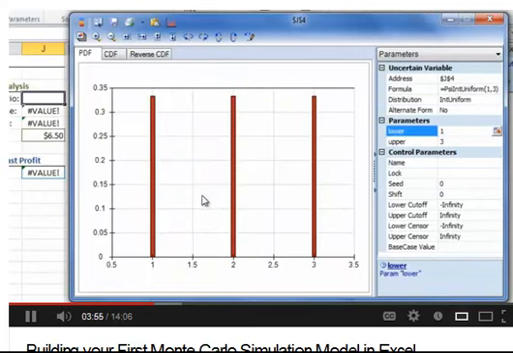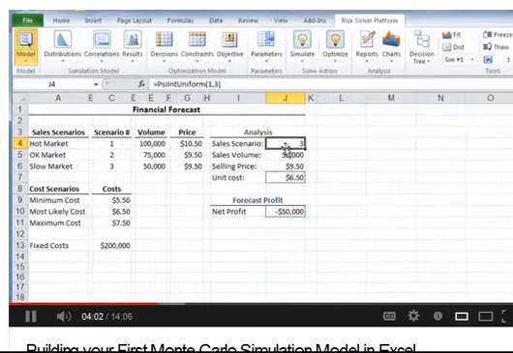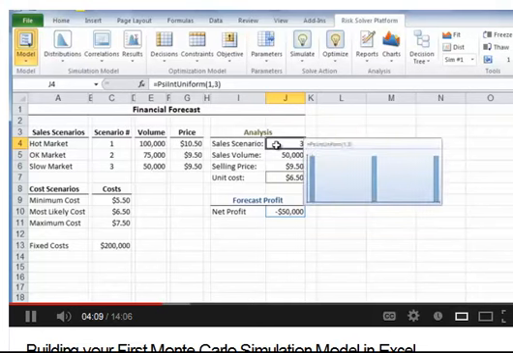And we now have a distribution of 3 scenarios, each equally likely to occur. And we can close this. You can see now in our sales scenario cell, we have a PsiIntUniform distribution with a range of 1 to 3. If we mouse over the cell, we can see the distribution show in the pop-up, which makes it really easy to see what our model looks like.